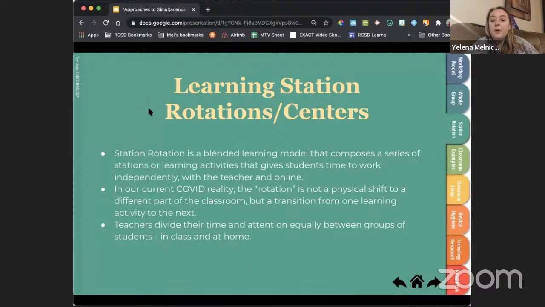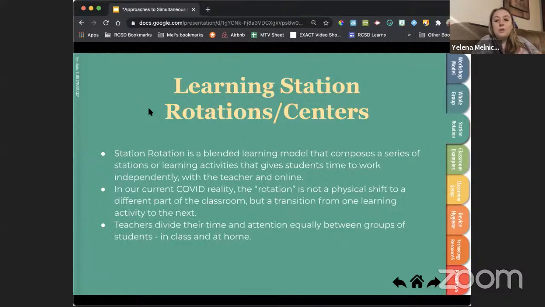We also want to quickly touch base on another type of structure when you are delivering instruction and having students also work during the time in the class, and that is learning station rotations and centers. That is something that also majority of our teachers not only are familiar with, but usually do it sometime within their teaching schedule. And again, we wanted to just give you just a little bit of differences of what it could look like in this type of simultaneous instruction.